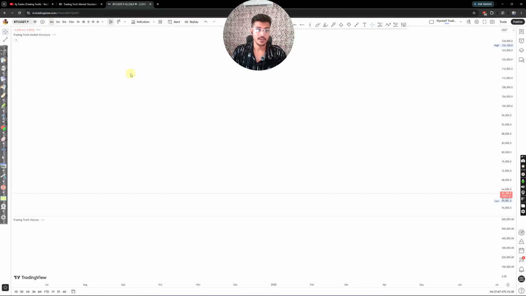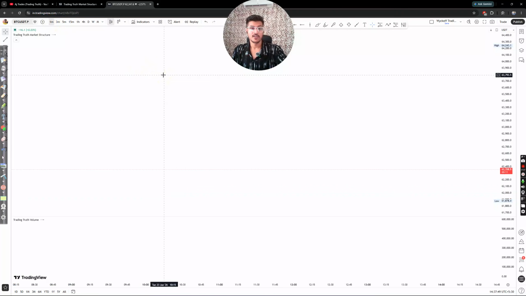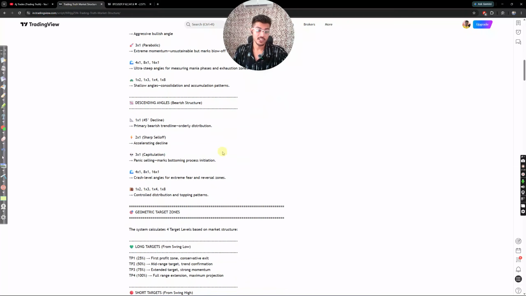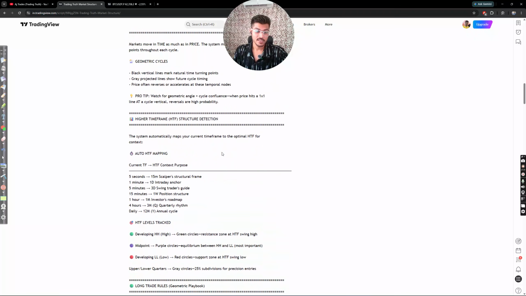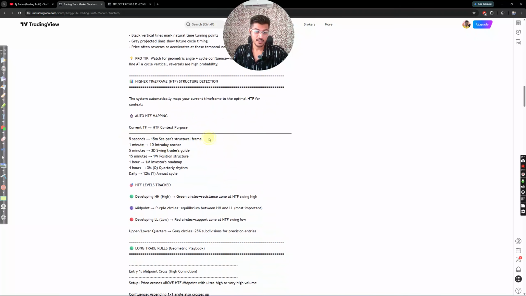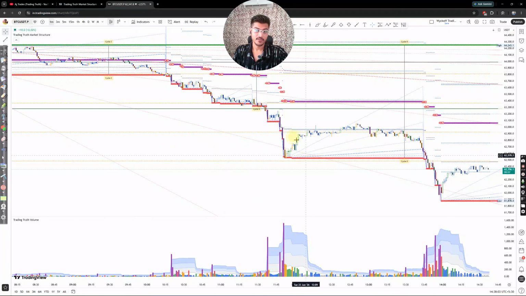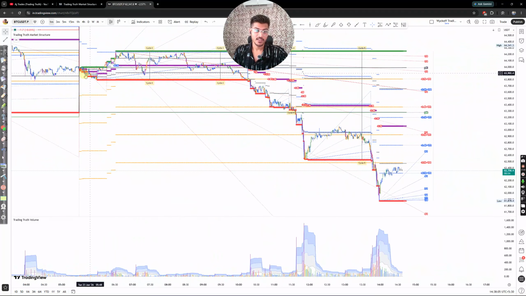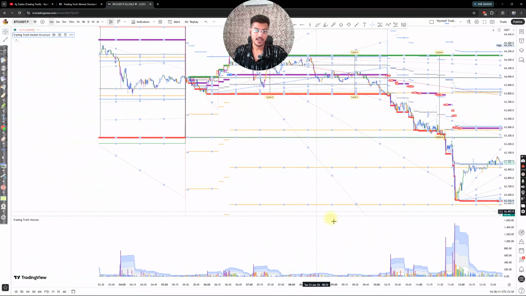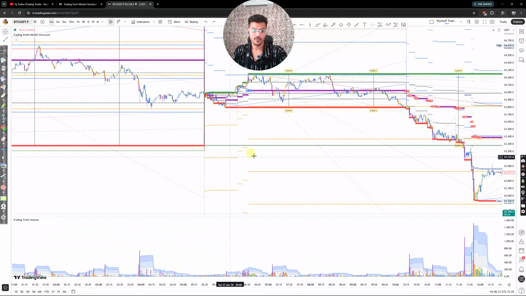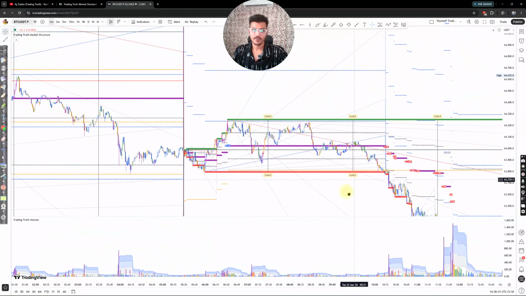So see, if I come to the 1 minute time frame, the higher time frame structure is from the daily time frame. So here's the notes. 5 seconds, 15 minutes time frame applies. 1 minute, you will see the 1 day intraday anchor point. So as I come here, this was the day started, 23rd June. And since the start of the day, you can see how the market was going on in the 1 minute time frame.